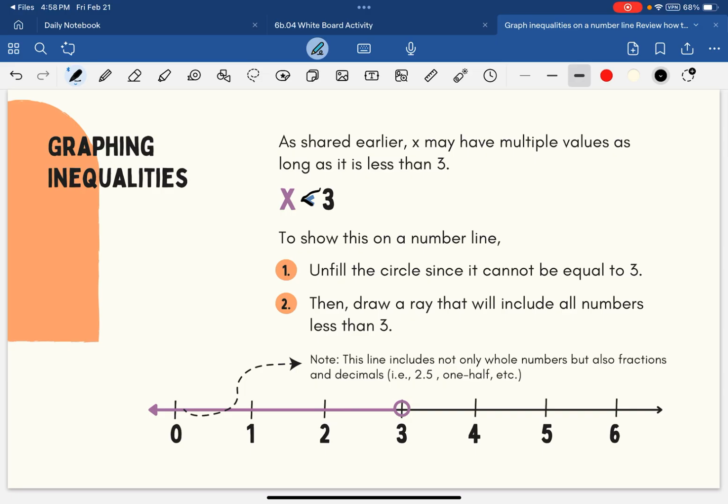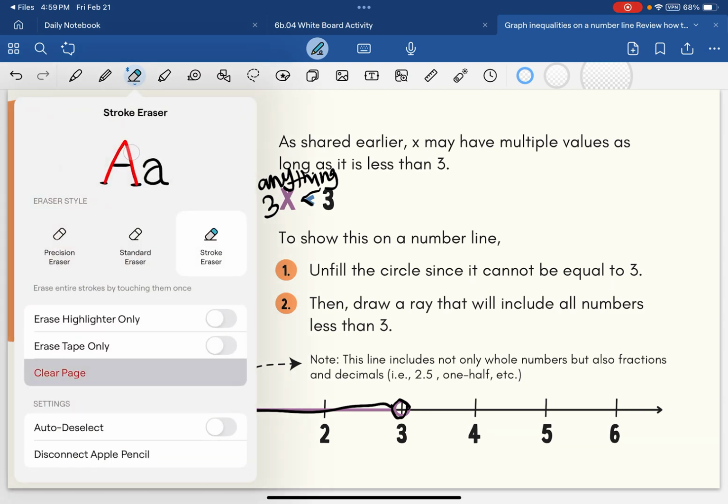It says anything smaller than 3 is an answer. So we went to 3, we circled it. Since 3 is not a possible solution, I can't say 3 is less than 3, we left it open, an open circle that doesn't have it filled in. And then anything less than 3 works, so we're going to draw an arrow going that way. Okay, that's how graphing works.